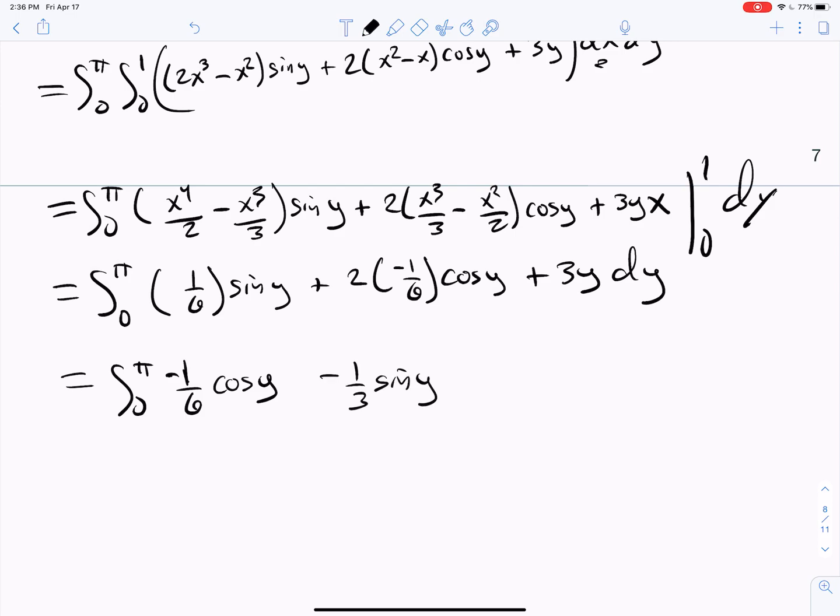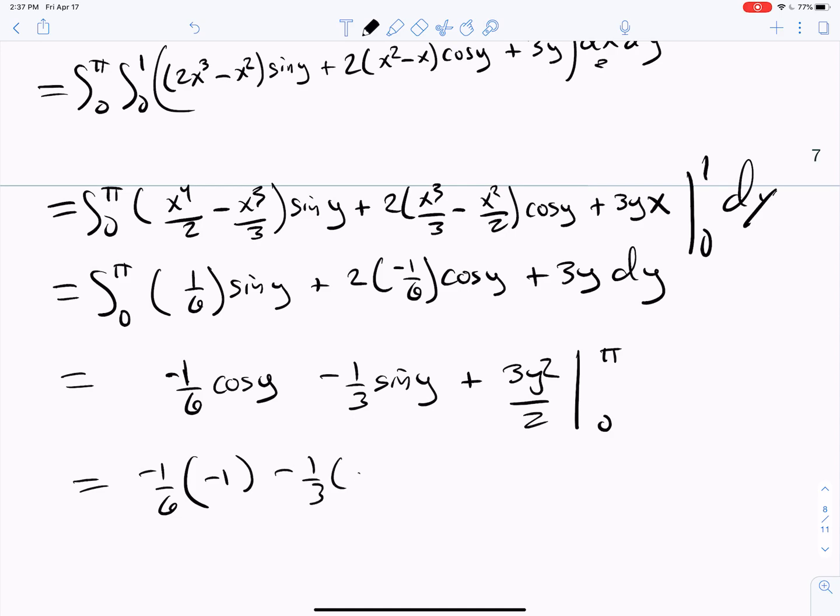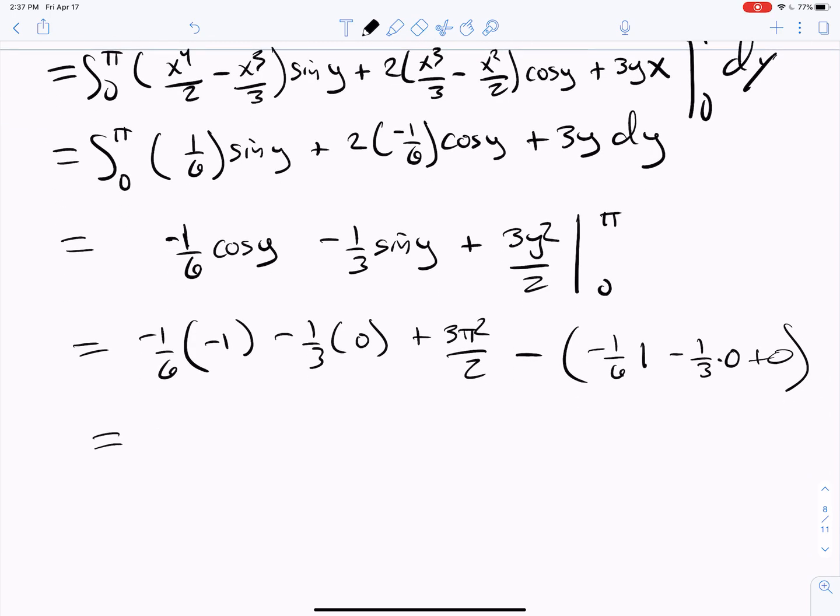Minus 1/3 sine of y plus 3y squared over 2, evaluated from 0 to pi. We're taking the antiderivative. And that gives us what? Negative 1/6 cosine of pi, which is negative 1, minus 1/3 sine of pi, that's 0, plus 3 pi squared over 2. And then we need to subtract negative 1/6 cosine of 0, which is 1, minus 1/3 of 0 plus 0. So I think what we end up with is what?